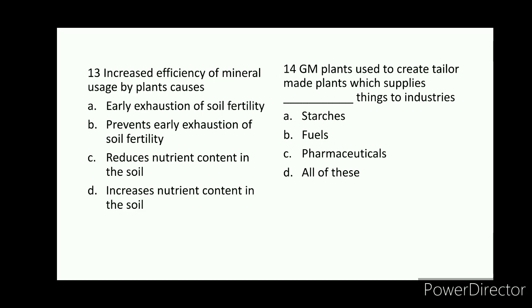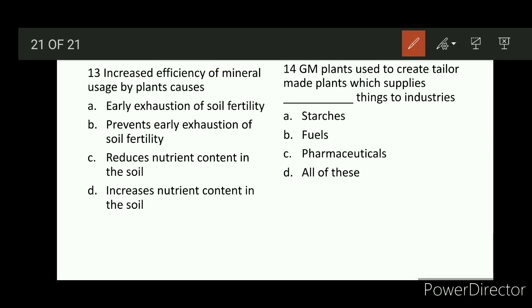Increased efficiency of mineral usage by plants causes what? It prevents early exhaustion of soil fertility. It won't cause early exhaustion of soil fertility. No, it prevents the exhaustion of soil fertility because the nutrients are being utilized by the plant. So the soil takes up new nutrients from the atmosphere and they are transported to the plant, and once again the fertility of the soil is restored. Therefore, option B, that prevents early exhaustion of soil fertility, is the right answer. Question number 14.